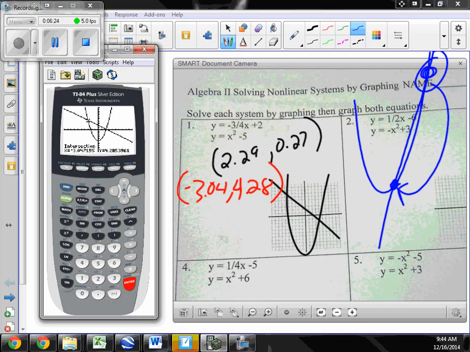Did they actually touch? You could zoom in and look, but there's no point. Just have your calculator look for the intersection. If it doesn't find one, or if it finds this one, it means that there is no intersection up there.